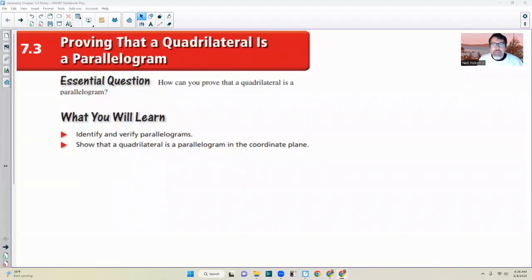Okay, this is chapter 7.3, proving that a quadrilateral is a parallelogram. So the essential question is, how can you prove that a quadrilateral is a parallelogram? What you will learn in this chapter section is how to identify and verify parallelograms and show that a quadrilateral is a parallelogram in the coordinate plane.